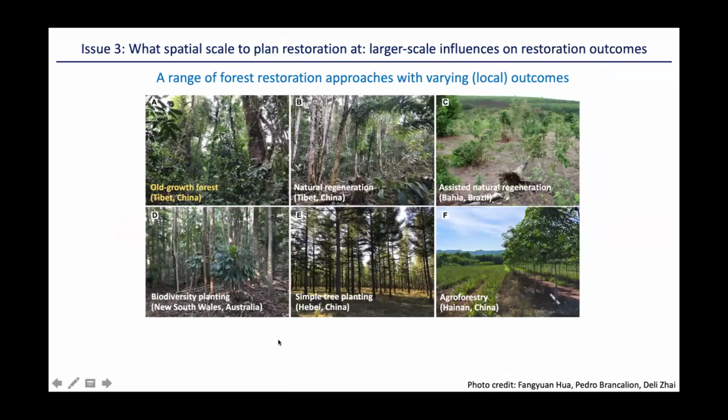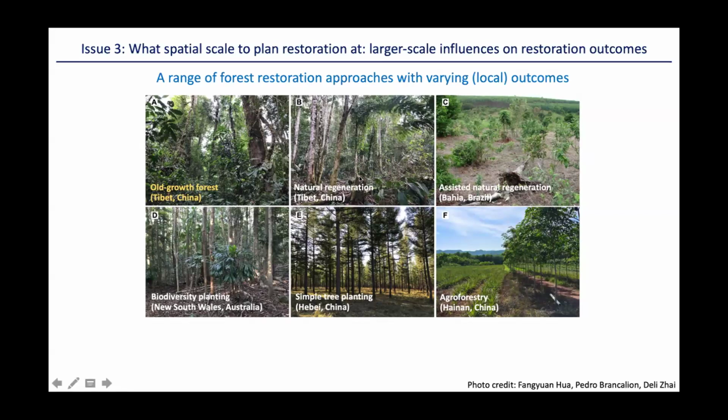Then the final issue concerns at what spatial scale we should be thinking about or look at when we try to plan forest restoration. And here the point I would like to make is that we should be conceptualizing and designing forest restoration at large spatial scales. So here I'm showing several images of different forms of forest restoration, whereas here in the upper left corner is an image of an old growth forest in Tibet, actually in Madok County in Tibet. The other 5 images are all for various forms of forest restoration.